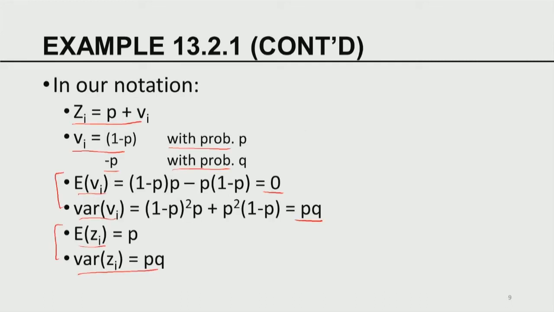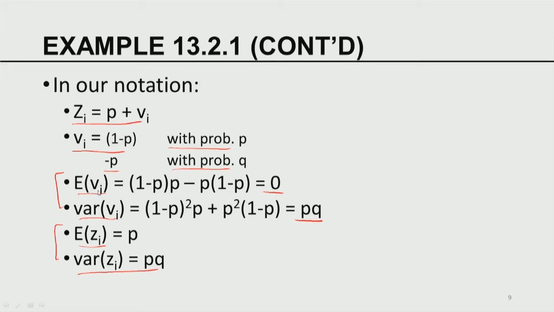So we are going to rewrite this in our notation. In our notation, observations are z. z is equal to p plus vi. p is the unknown, vi is the noise. The unknown p is to be estimated. The observation is the sum of the value of the unknown p plus the noise vi. In order to make sure the z matches with the previous description, we are going to concoct a noise: vi is equal to 1 minus p with probability p, vi is equal to minus p with the probability q.